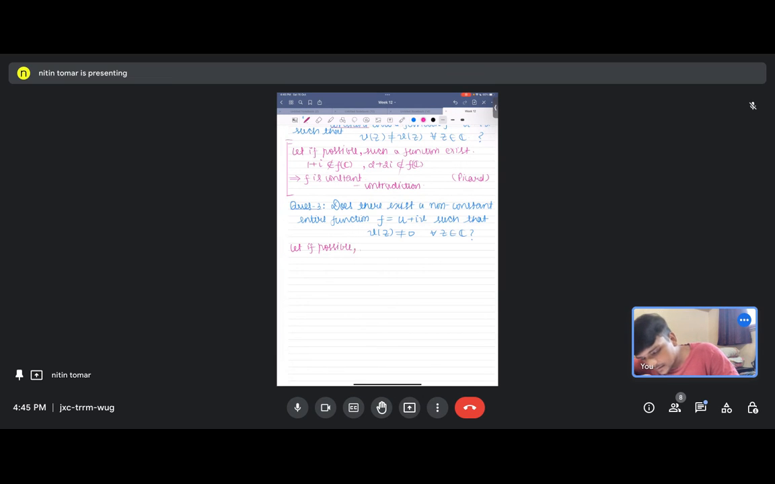Let, if possible, there is a non-constant entire function f equal to u plus iota v, such that this vz is never 0. Okay, so vz is never 0.